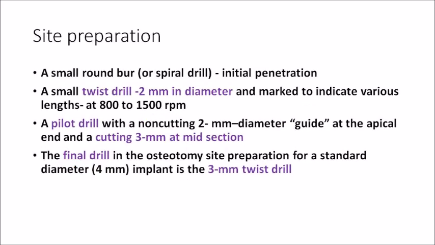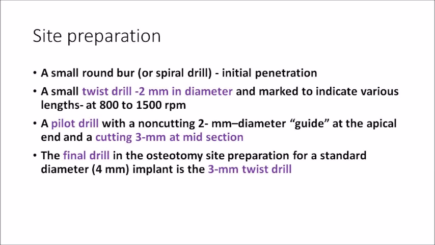So now we know the general characteristics of the implant. You know the macro design, the micro design, the composition, the modifications, the additive process, the subtractive process, the chemical composition, and some critical measures that the implant can take. Now, placing the implant, the site preparation. First, for the initial penetration, you use a small round burr, just like for cavity preparation. Then a small twist drill which is 2 mm in diameter, and it is marked to various lengths. The speed that should be used for the first twist drill is 800 to 1500 rpm.